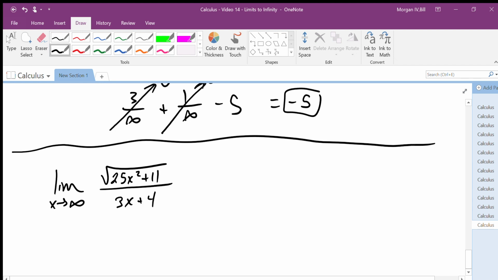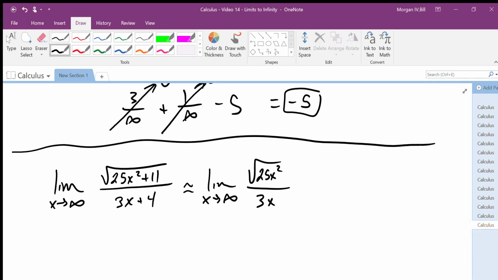Now this one's a little strange, but we're going to use that same sort of principle that this is approximately equal to the limit as x goes to infinity of the square root of 25x squared plus 11 over 3x plus 4. Adding 11 to a very, very large number doesn't change much, so we'll just call it 25x squared. And then adding 4, same thing, let's just call it 3x. What is the square root of 25x squared?